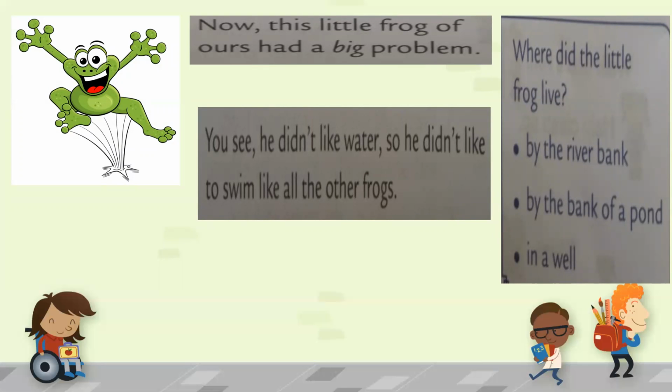Now, a few questions for you, my dear little ones. Where did the little frog live? By the river bank, by the bank of a pond, in a well. Which is the correct answer, my dear little ones? Wonderful. It is by the bank of a pond. Great.